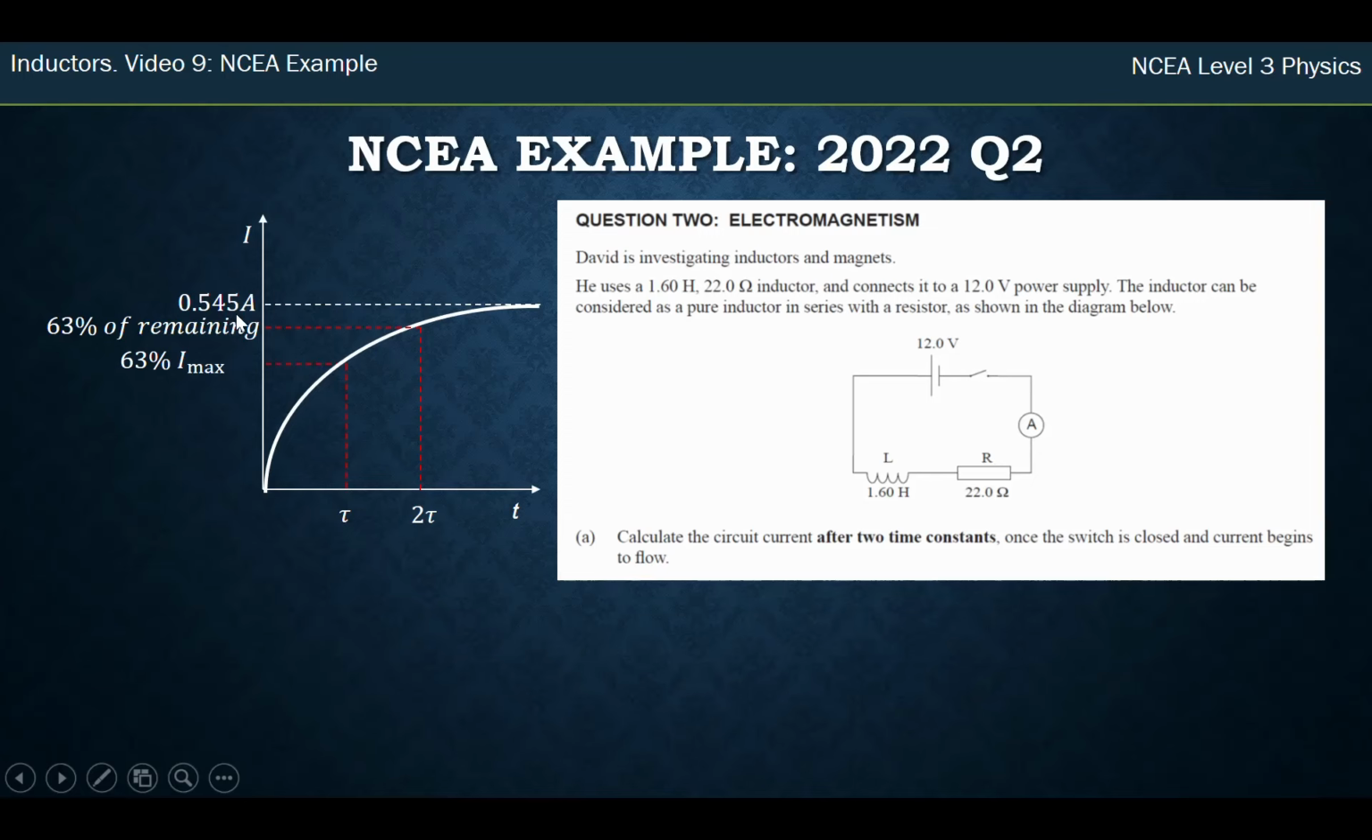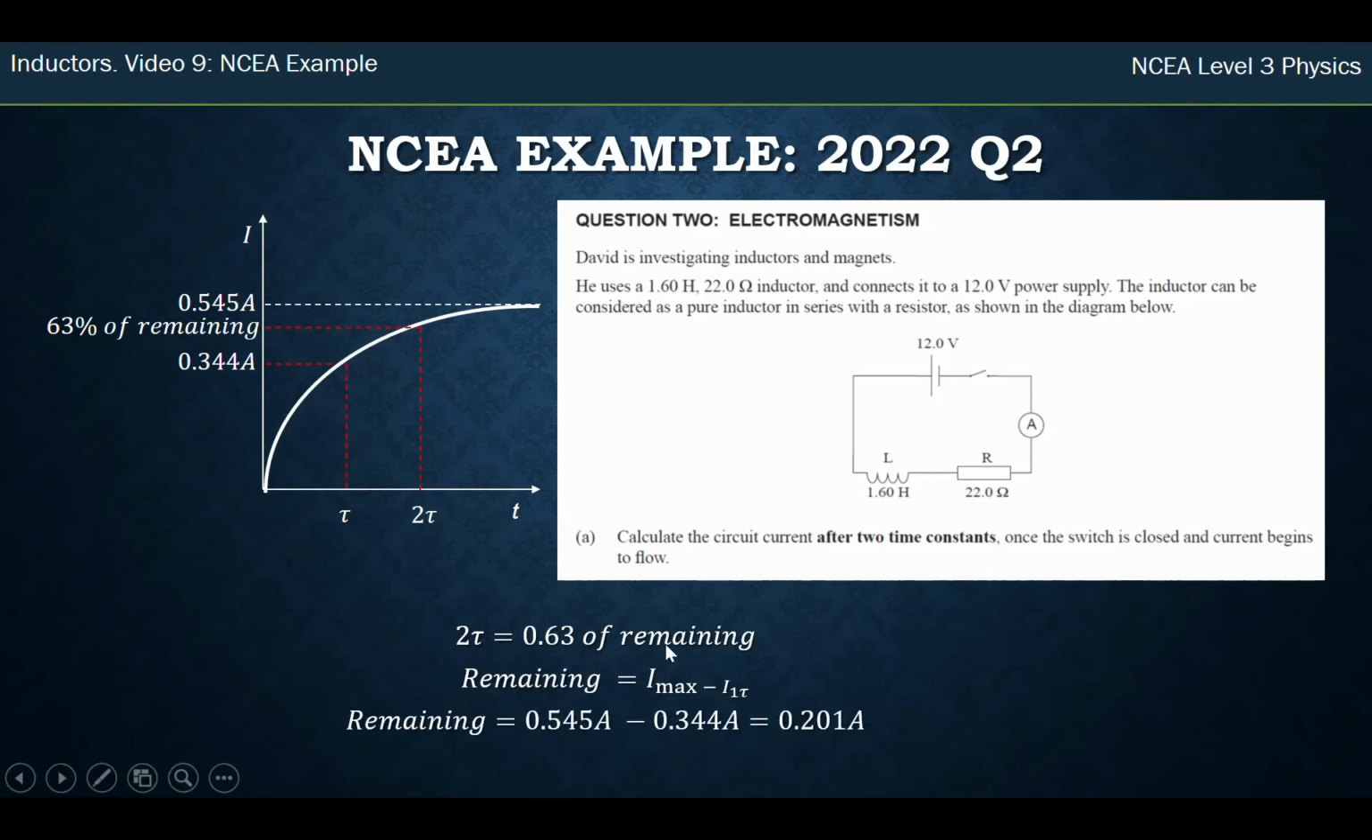So here it is, and if I do 63% of that, so that's one time constant, I get 0.63 times 0.545, and that's 0.344, so I'll put that on the graph as well. After two time constants, what they're asking for is 63% of the remaining, so it's from 0.3 up to 0.5. So what's 63% of that? I've got to find the difference between these two. That's Imax minus this one, the 0.5 minus the 0.3, so that's the value between here, and so I can find 63% of that.